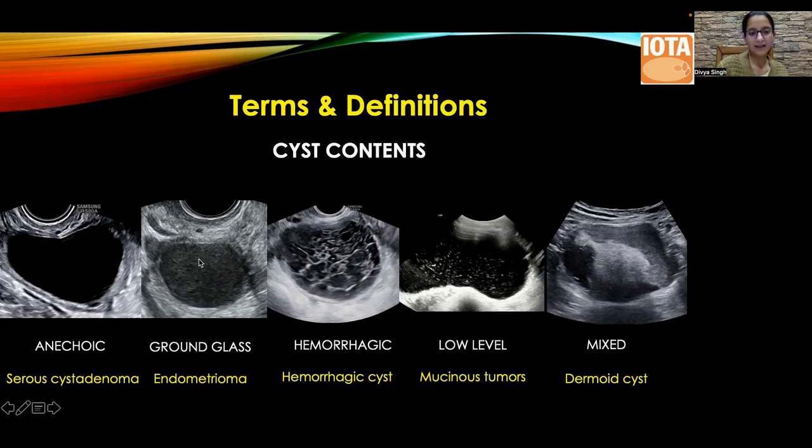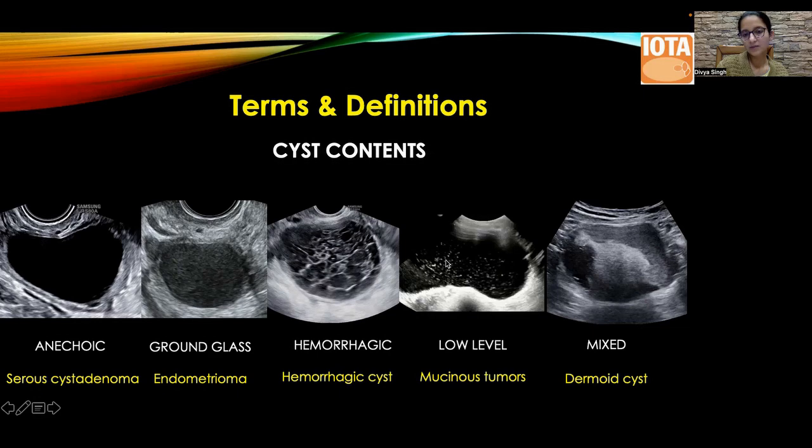This is what we call the ground glass appearance of cyst contents, which is characteristic of an endometrioma. We've seen this lesion earlier. This is the hemorrhagic contents seen in a hemorrhagic cyst. When we push upon the cyst with the probe, these contents move. These are not complete septations, as we've discussed earlier.